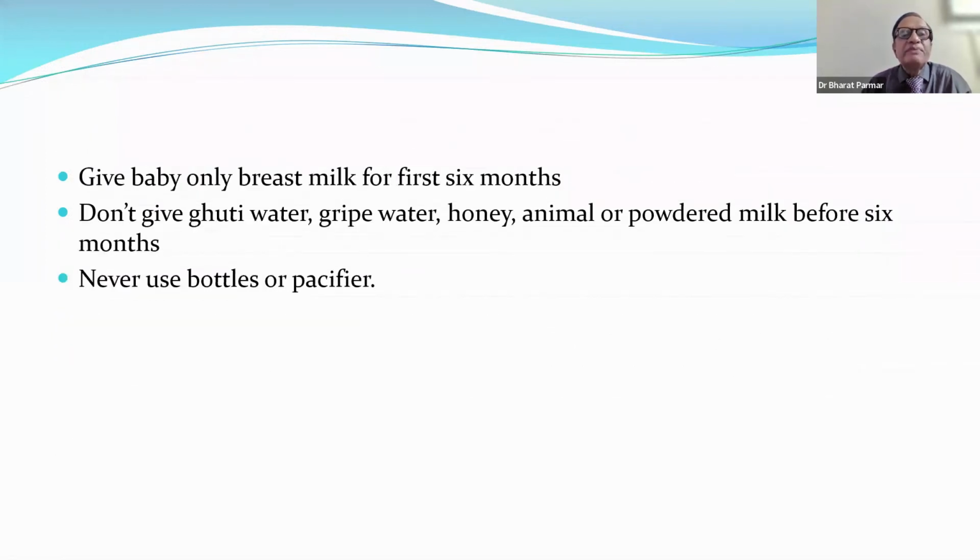Give the baby only breast milk for the first 6 months. Do not give gripe water, water, grape water, honey, animal or powder milk before 6 months, and never use bottles and pacifiers.